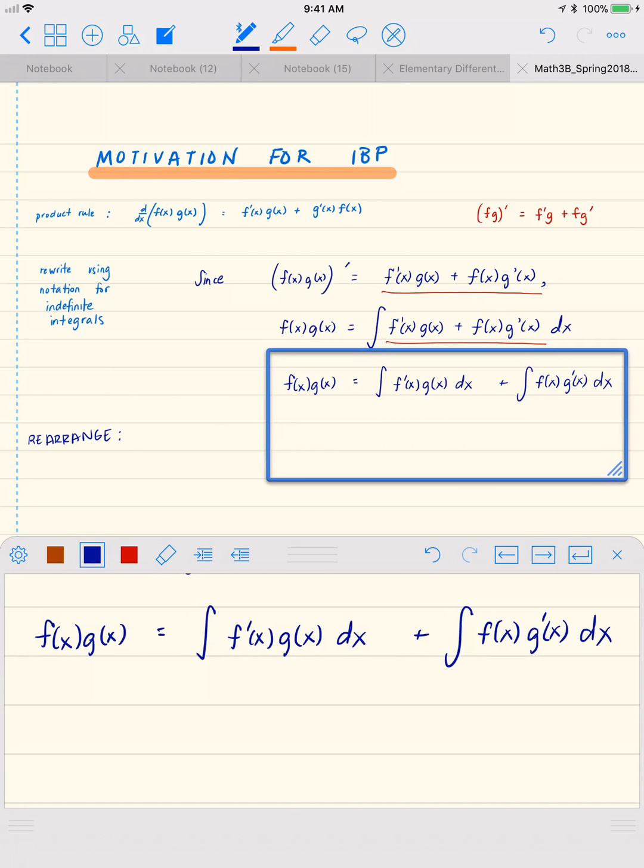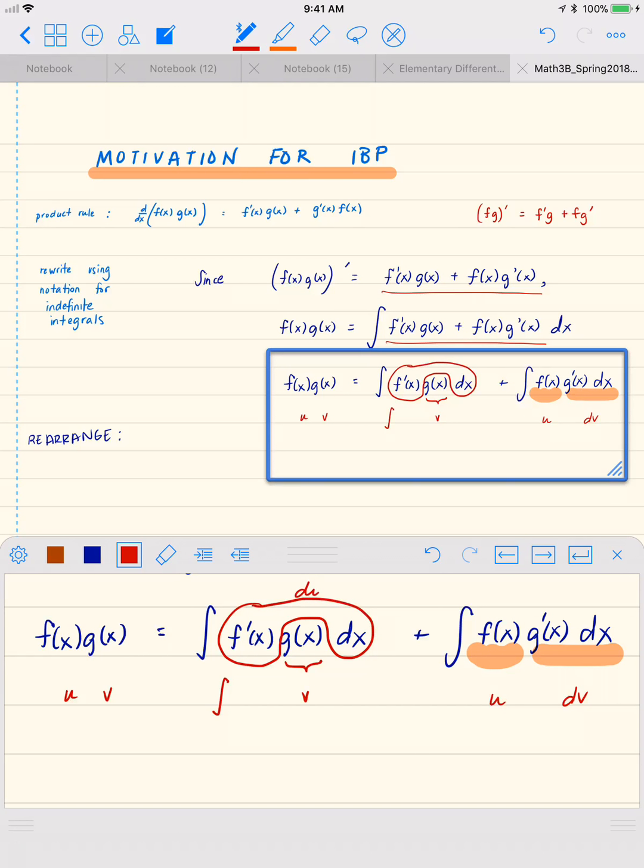So look what we have right here. If we rearrange this, then this part, see, that's our u. Back here's our dv. Right? And then this is u and v. And what we have here is the integral. Now the g is going to be v, and the f prime dx is actually du. So we can rewrite this as du.